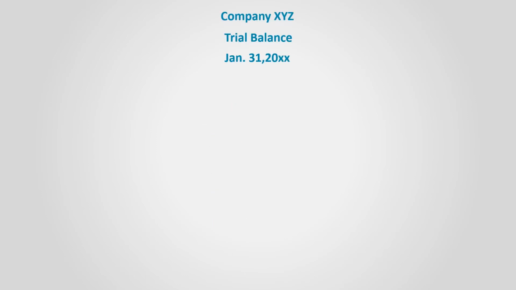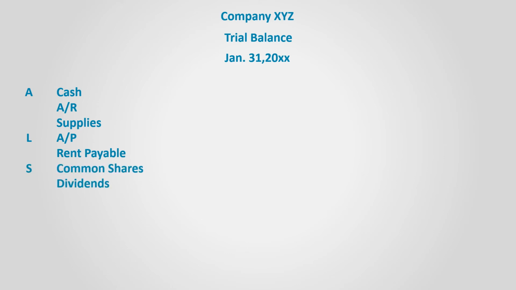We will list the accounts according to this sequence, and we will arrange the accounts within each category in order of their liquidity as follows. In assets, we will include cash, then accounts receivable, then supplies. In liabilities, we will include accounts payable and then rent payable. In shareholders' equity, we will enter common shares followed by dividends.